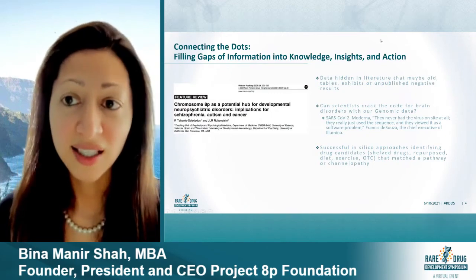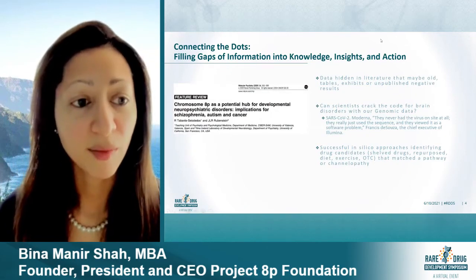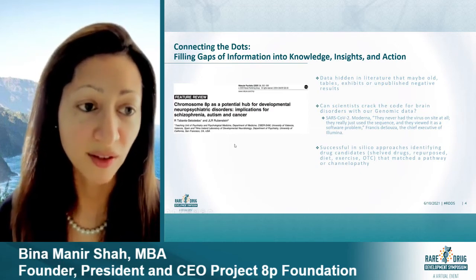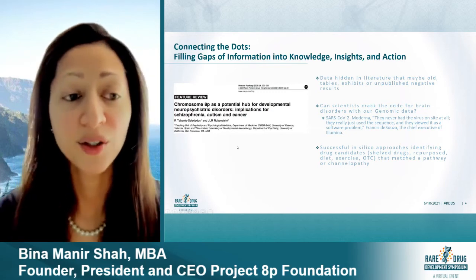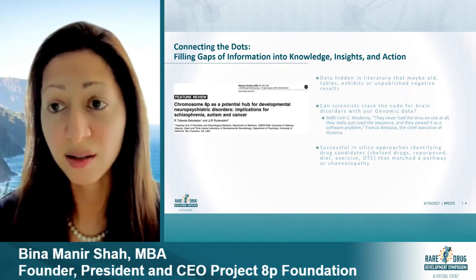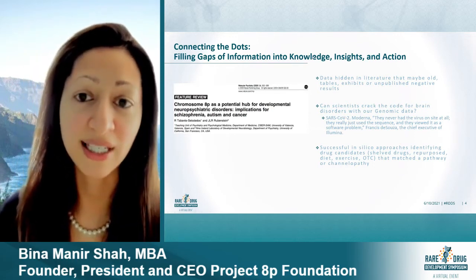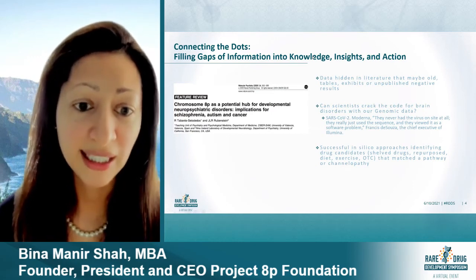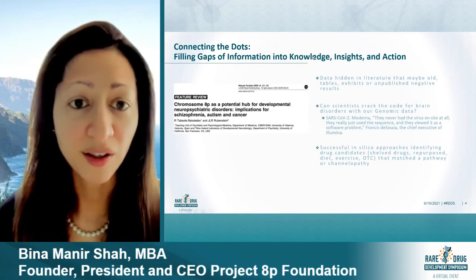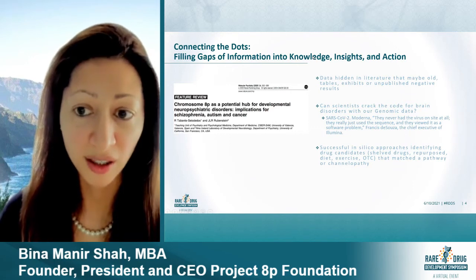And then the next step was really connecting the dots. And so we found some papers. Some of them were very old. One of them here that I just grabbed a screenshot of asked if 8P was a potential hub for neuropsychiatric disorders and the implications based on some genes for schizophrenia, autism, cancer, and so on and so forth. And so what does that really mean? There was data hidden in some old literature, tables that weren't necessarily mineable electronically in exhibits, and then trying to find out if any researchers had any unpublished or negative results that they could share.